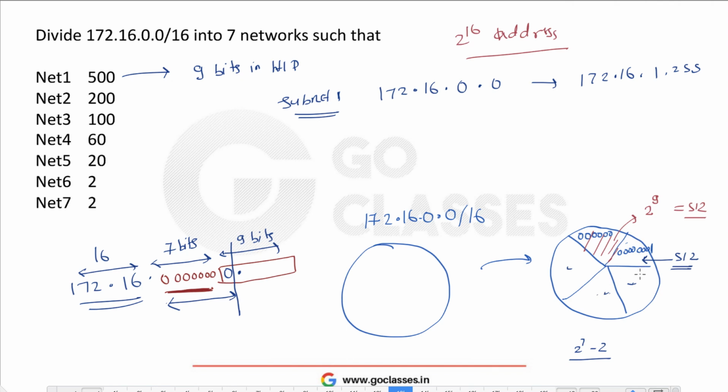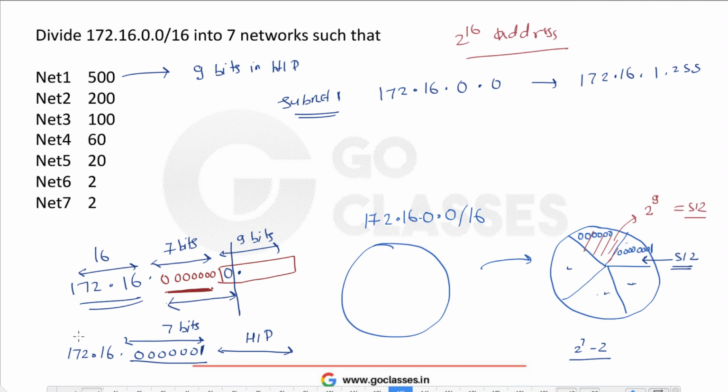So what will I do? I will take the next block, which is 172.16 dot, 6 zeros, 1, 2, 3, 4, 5, 6 zeros, then 1. These are the 7 bits, and then I will change all of the remaining bits. So these are the host ID. Remaining is the host ID. So this is block 2.